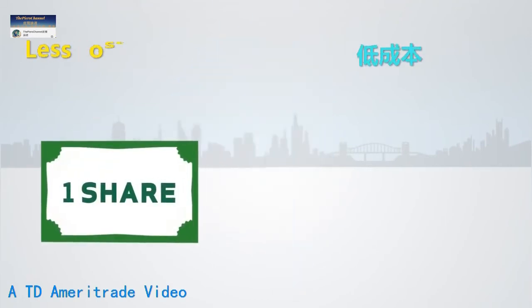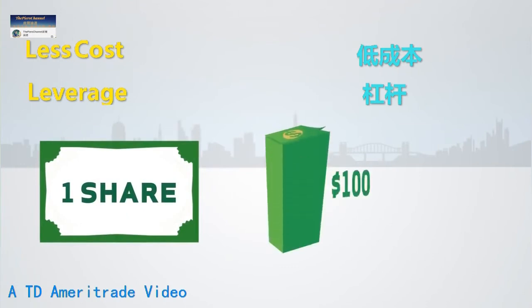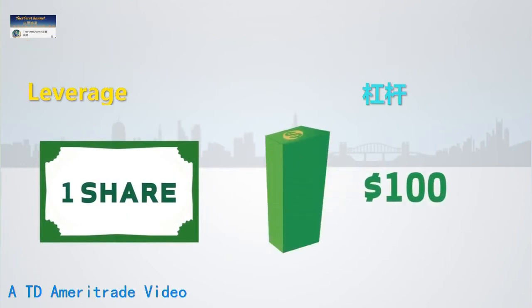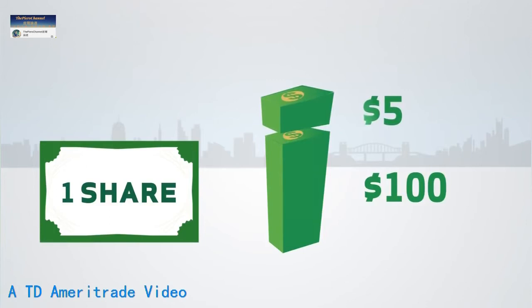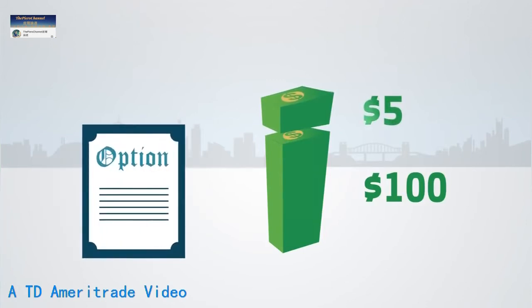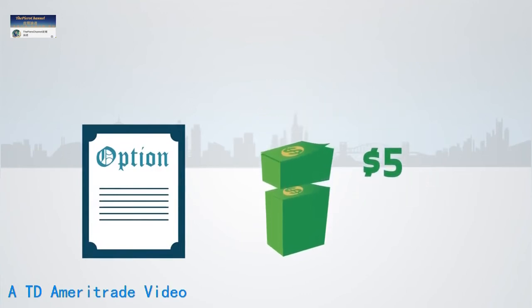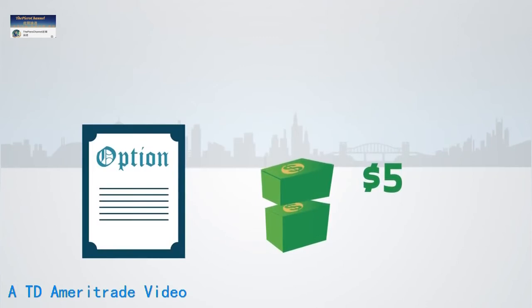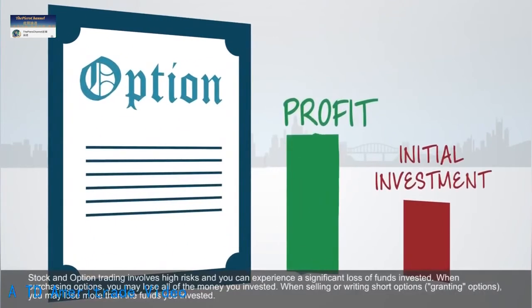For example, consider a stock that's currently trading at $100. If you purchased a share and the price went up $5, you would have a 5% return. With the right option contract, you could profit from this same jump in the stock price while only paying a small premium that costs significantly less than the price of owning the stock. The ability to make more with less is one of the benefits of options trading.